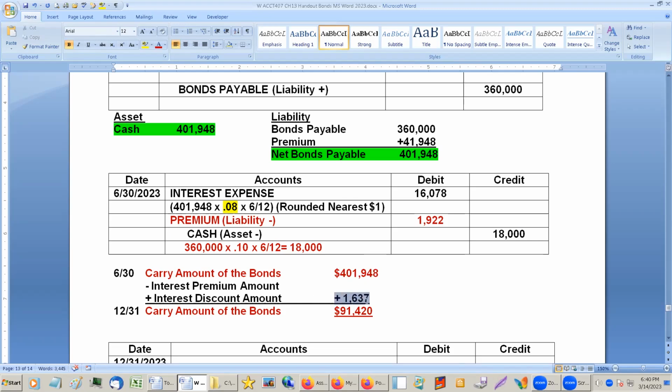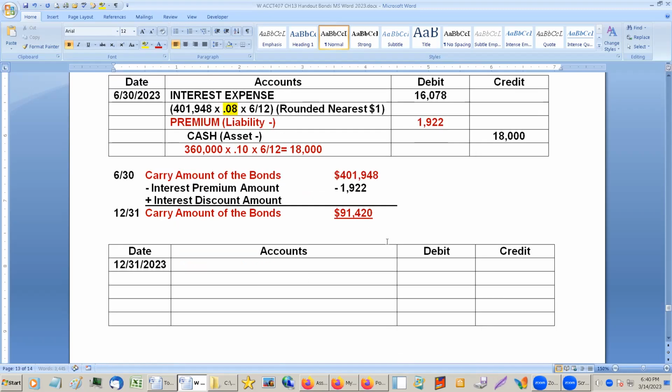And in this case, we don't have a discount. But we do have a premium, so we have minus 1922. You may want to check, make sure that 1922 is right. I think it is. 17, yeah, okay.